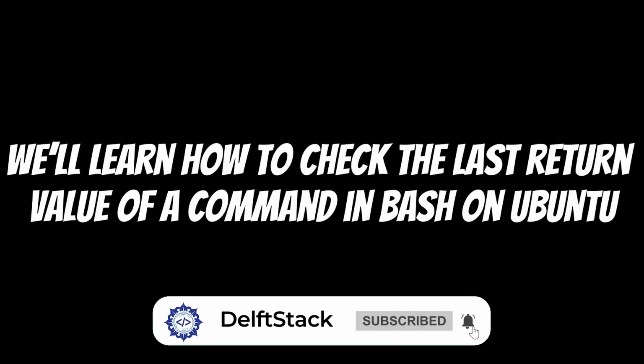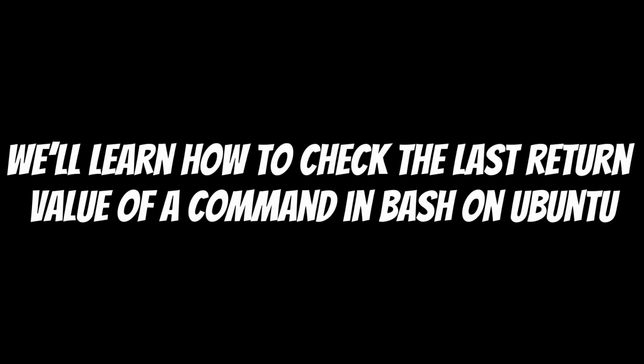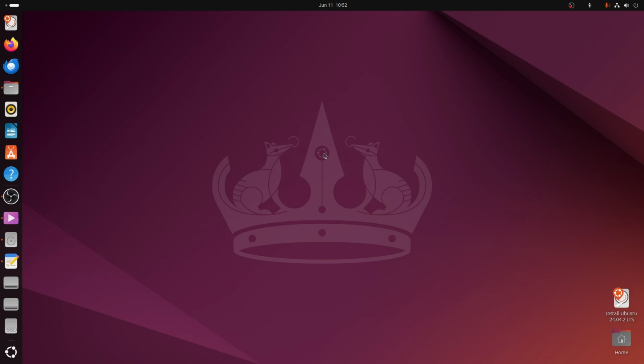In this video, we'll learn how to check the last return value of a command in Bash on Ubuntu. This is useful when you want to know if a command worked or failed. Every time you run a command in the terminal, Bash stores a return value. This value is also called the exit status.